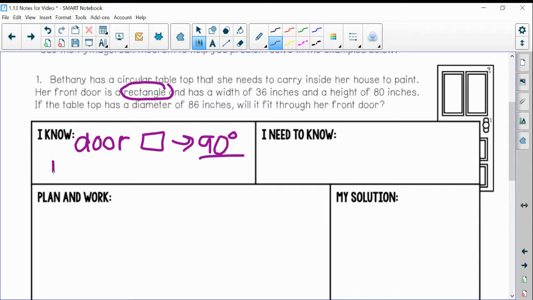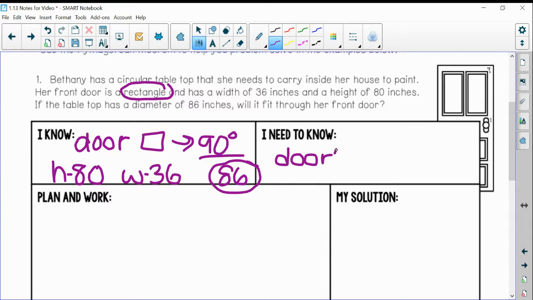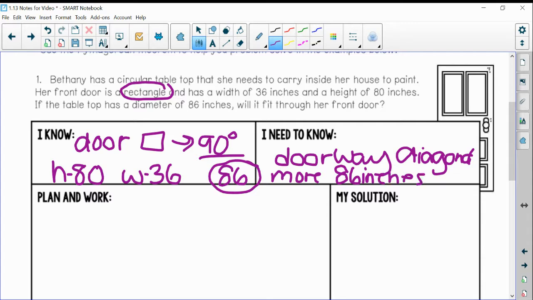We know that her door has a height of 80 inches. And we know that it has a width of 36 inches. In order for the tabletop to fit, it has to be at least 86. So we need to know if the doorway has a diagonal of more than 86 inches. We're talking about inches.